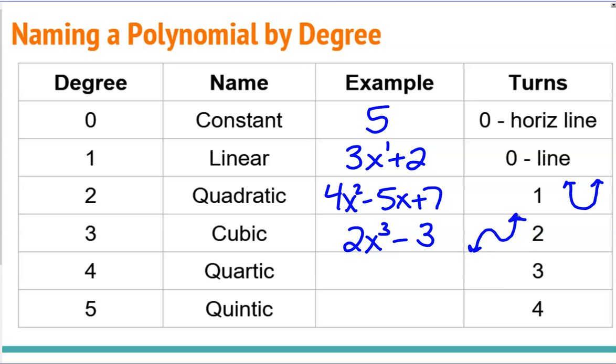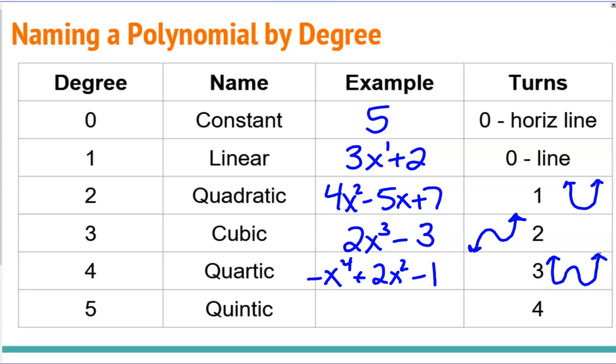Quartic is a degree of 4. So let's say negative x to the 4th plus 2x squared minus 1. That would be a degree of 4 because 4 is our highest exponent. It actually has 3 turns. It looks something like this.